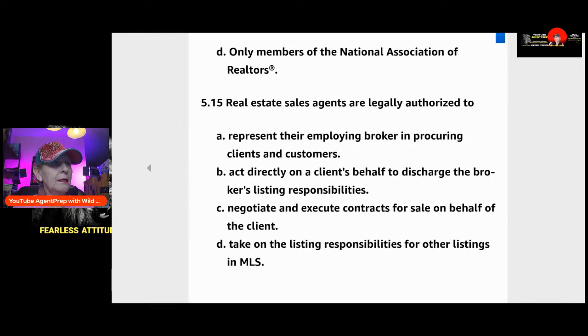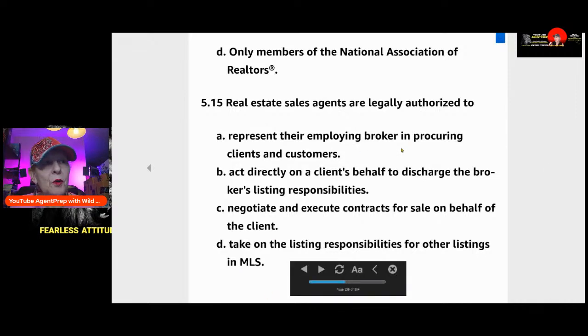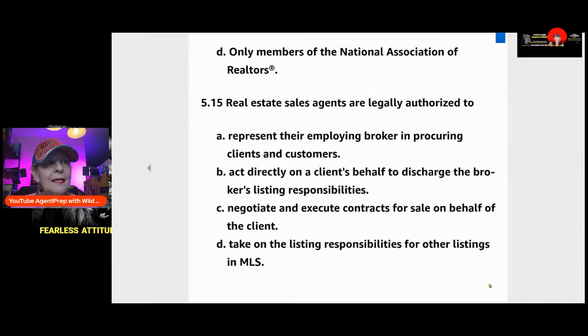So the answer here for 15 is A, represent their employing broker in procuring clients and customers. So real estate agents, sales agents are legally authorized. Now it says represent their employing broker. We're actually not employed by them. We hang our license with a broker, with a sponsor. However, all our transactions, all our listings and our contracts belong to the broker, and all the commission goes to the broker, and then we are paid through them as an independent contractor.